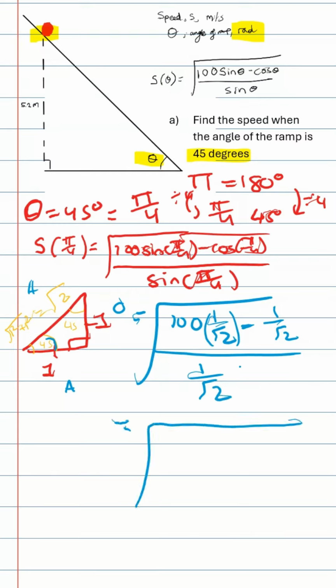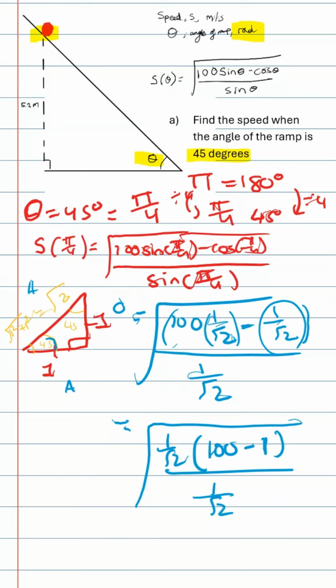What we can do here is see that 1 over root 2 is a common factor in the top. So we can take 1 over root 2 aside, and ask what do we times 1 over root 2 by to get 100 times 1 over root 2? It's 100, right? And then what do we times 1 over root 2 by to get 1 over root 2? It's going to be 1, right? All over 1 over root 2. And now, because we have a common factor on the top and the bottom, we can cancel them out. So we're basically left with the root of 99, and that is the speed in meters per second. We can evaluate this or leave it because it's not a calculator question, and that's how you solve this question.